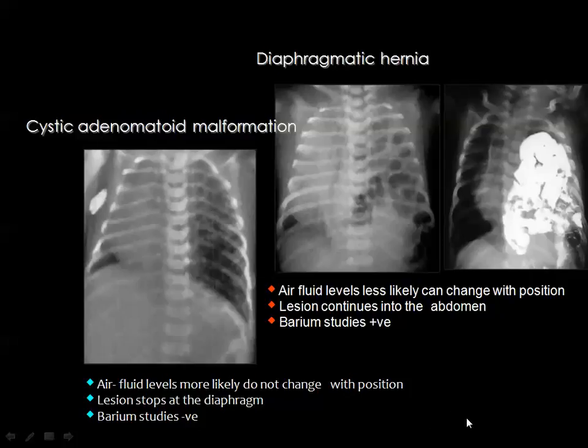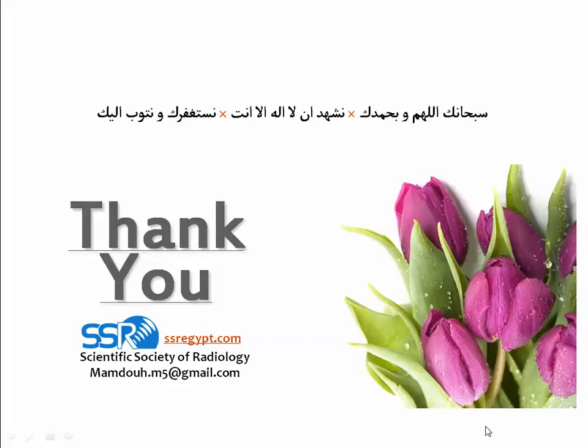One of the easiest ways to separate both is to have a simple CT scan of the chest without contrast injection. Then you can see the bowel loops with their characteristic appearance, and also you can see the cystic spaces of adenomatoid malformation with characteristic appearance. Thank you very much.